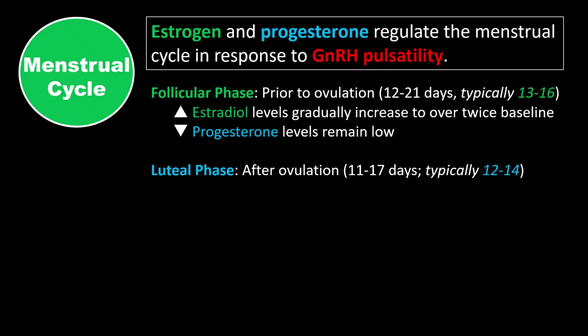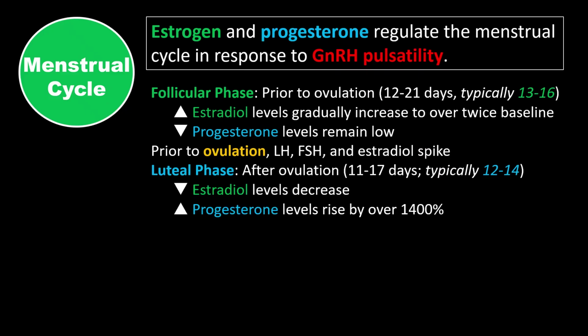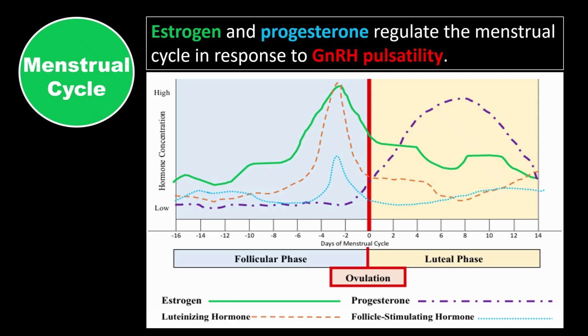Not quite yet. So in the follicular phase, estradiol levels gradually increase over twice their baseline, while progesterone levels remain relatively low. Prior to ovulation, LH, FSH, and estradiol spike, where then in the luteal phase, you'll see estradiol levels decrease, but progesterone levels increase 14-fold over baseline. It looks a little something like this.